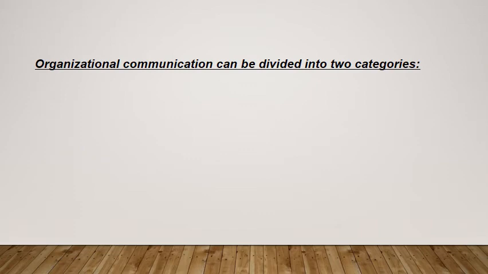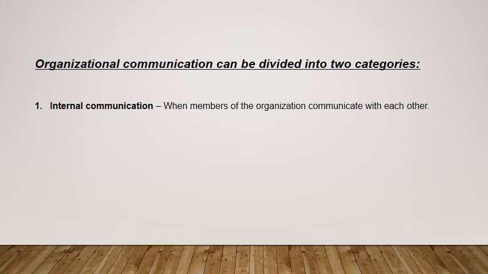So, organizational communication can be divided into two categories. The first one is internal communication, where members of the organization communicate with each other. When you get or receive orders to do something, where you greet each other in the morning when you get to the office, where you say goodbye, you have a chat during lunch, you have a meeting, you speak to each other during the meeting, all of that is internal communication because the members belong to the same organization and they communicate with each other.